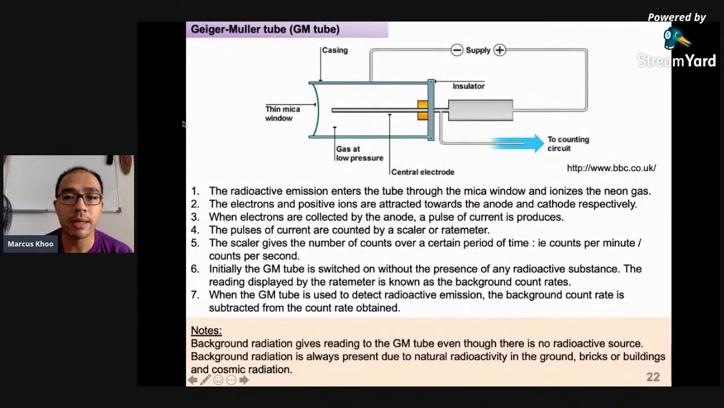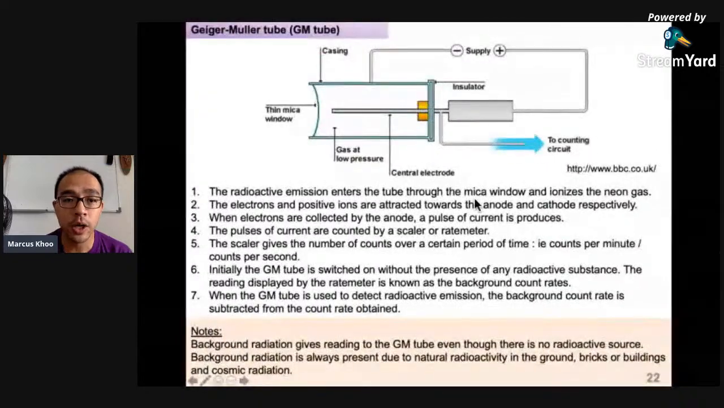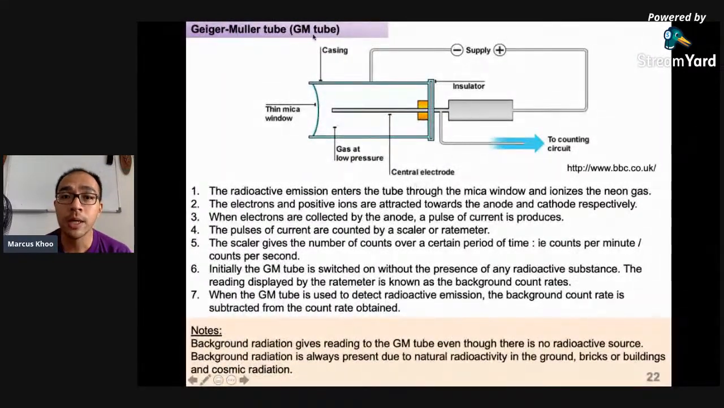The third one is a more famous one. It is what we call the Geiger-Müller tube, which people have modified, and now it becomes a Geiger counter. But basically how the Geiger-Müller tube works is like this. The radioactive emission enters the tube through the mica window, which is here, and ionizes the neon gas.